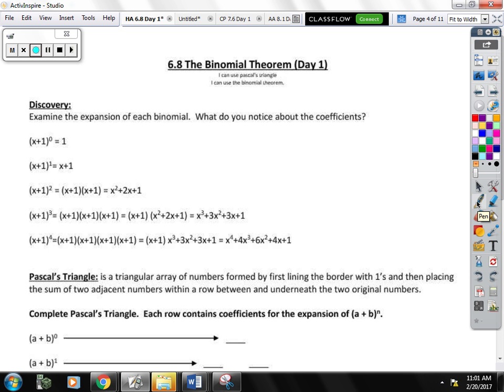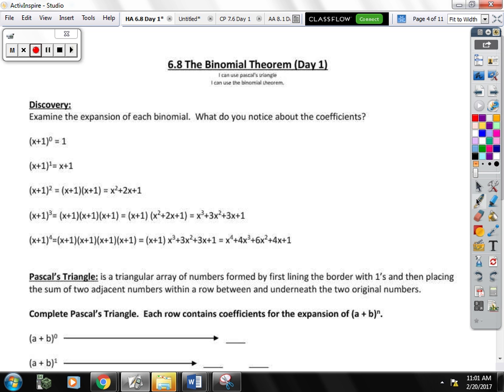Section 6.8 Big 1, which is on the binomial theorem. Today we're actually focusing on Pascal's triangle, which is a pattern that was observed when expanding binomials. So to save us some time, so we didn't have to sit here and FOIL all of these examples, I've done them for you.